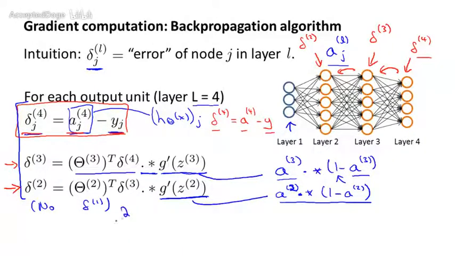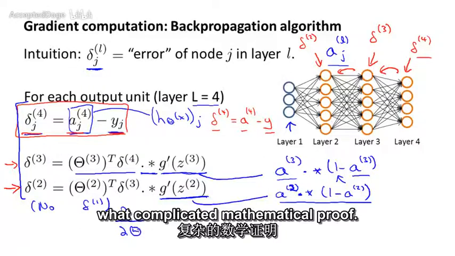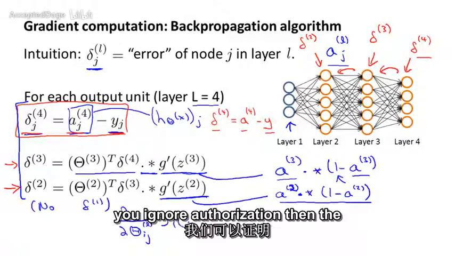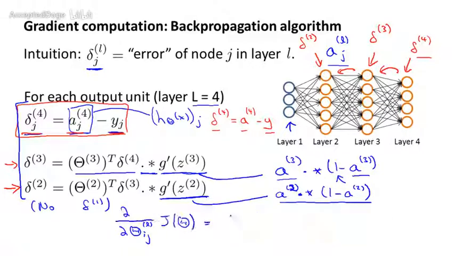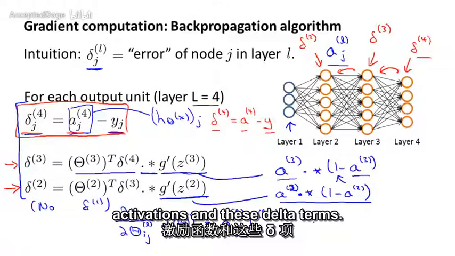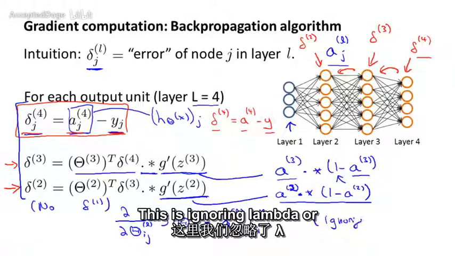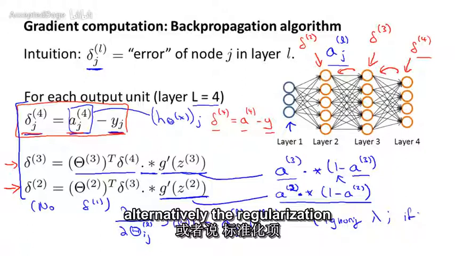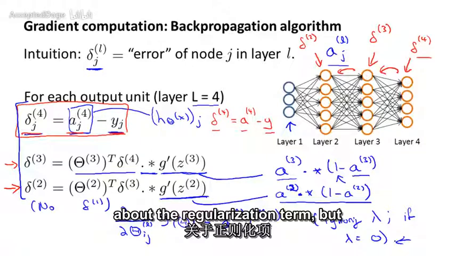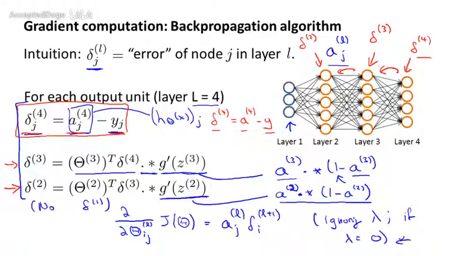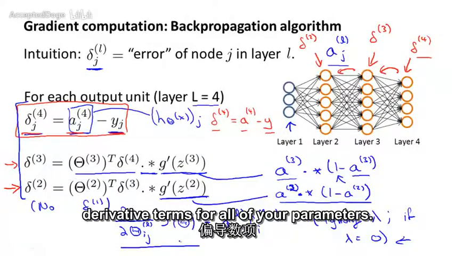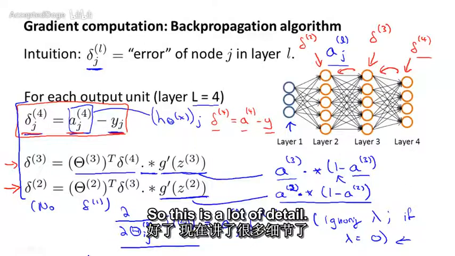Finally, the derivation is surprisingly complicated and involved, but if you just do these few steps of computation, it's possible to prove, via a somewhat complicated mathematical proof, that if you ignore regularization, then the partial derivative terms you want are exactly given by the activations and these delta terms. This is ignoring lambda, or alternatively, if the regularization term lambda were equal to 0. We'll fix this detail later. But by performing backpropagation and computing these delta terms, you can quickly compute these partial derivative terms for all of your parameters.